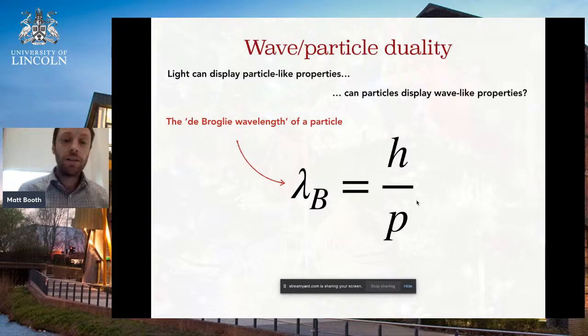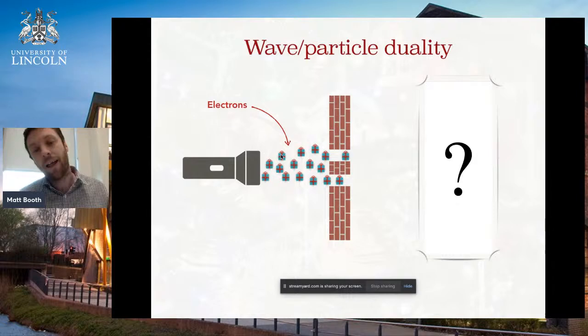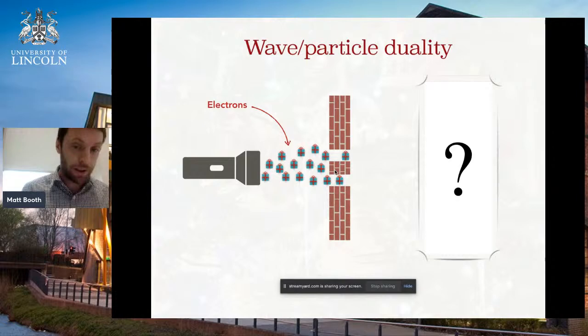So is there any experimental evidence for this? Well, yes, there is. If we direct a beam of electrons towards a double slit, here we have a brick wall with two slits in. Obviously this is a bit of a cartoon, but these will be very narrow slits. We've drawn our electrons here as little packets, as we're used to thinking about electrons as little packets of mass. If we shine a beam of electrons at this double slit, what do we expect to see?